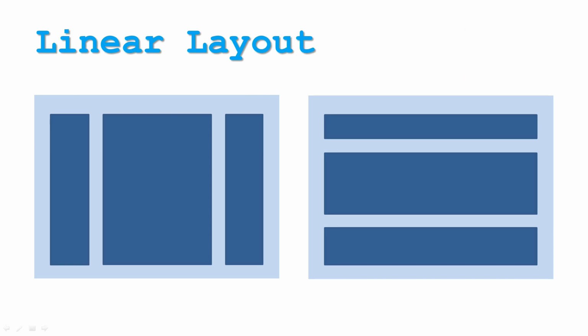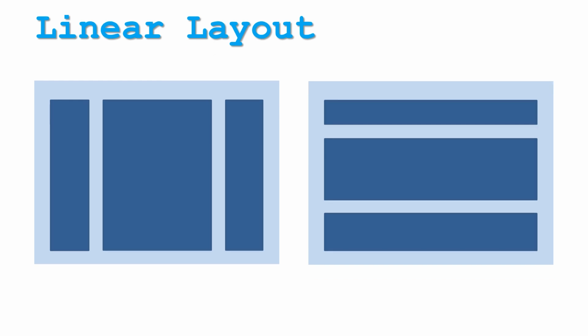Linear layout is a view group that aligns all children either vertically or horizontally. Actually, the horizontal and vertical layouts are identical, with one exception: the orientation attribute. This attribute allows you to specify the layout direction.